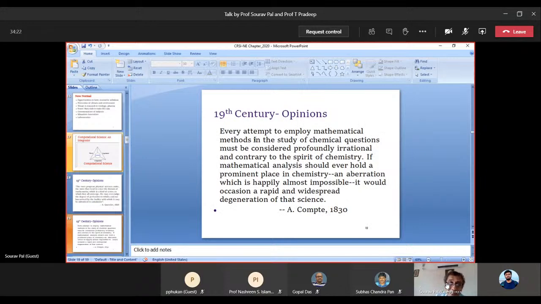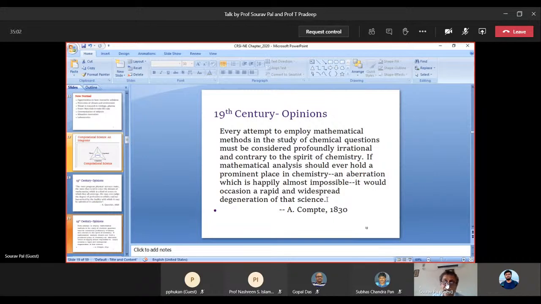However, if you look at this particular quotation, which I'm now showing, and this is in the context of chemistry, and that's one of the problems that chemistry suffered from: every attempt to employ mathematical methods in the study of chemical questions must be considered profoundly irrational and contrary to the spirit of chemistry. If mathematical analysis should ever hold a prominent place in chemistry, which is an aberration, which is happily almost impossible, it would occasion a rapid and widespread degeneration of that science. So it says, 20 years after that, that mathematics cannot have a role in chemistry. Mathematics, it is irrational.